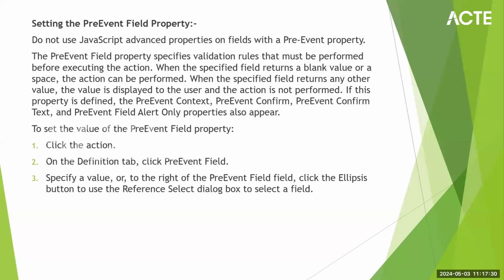For example, how to set it? Click on the action and on the definition tab, click on the pre-event field and specify a value. If you want to display any particular value, you can specify it here, or else you can map that particular field which is already created or in existence.